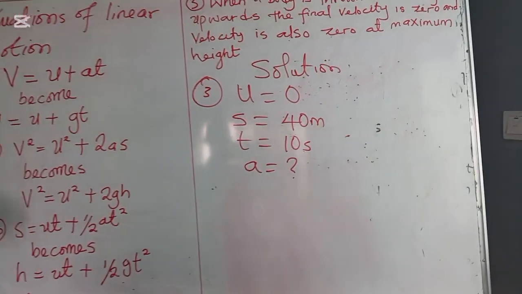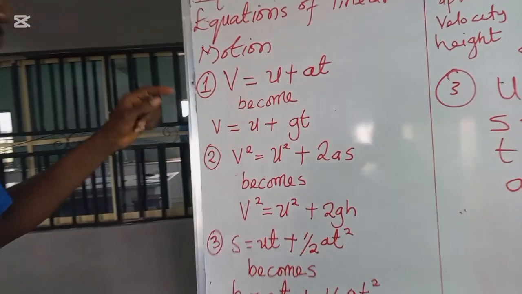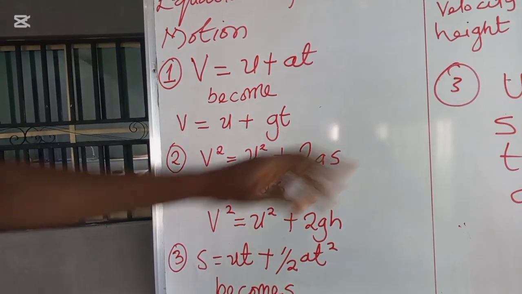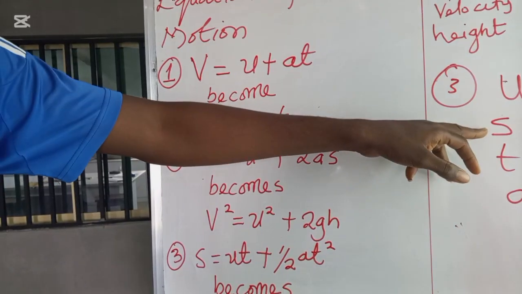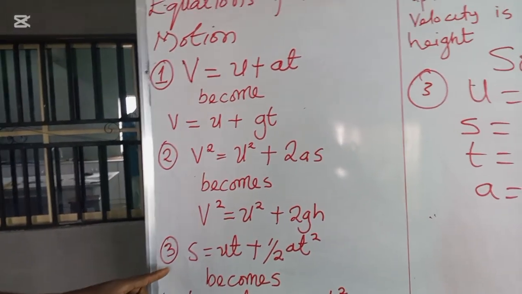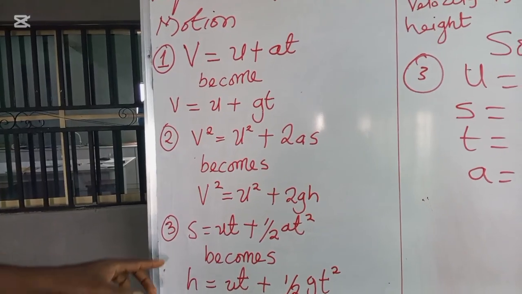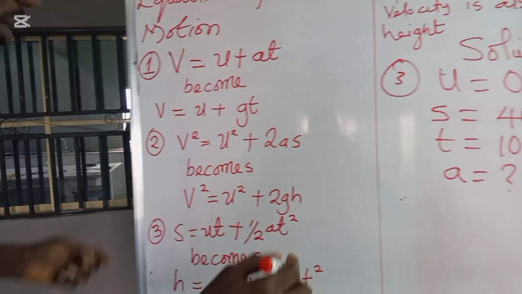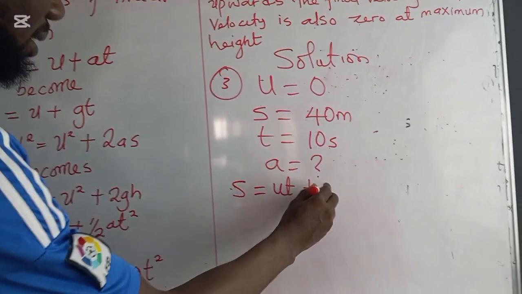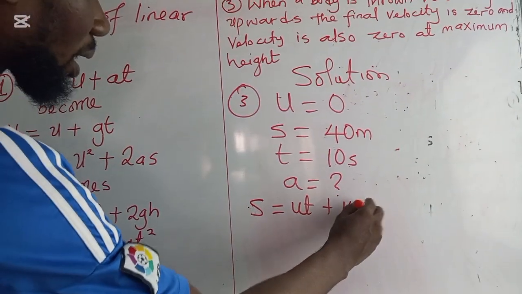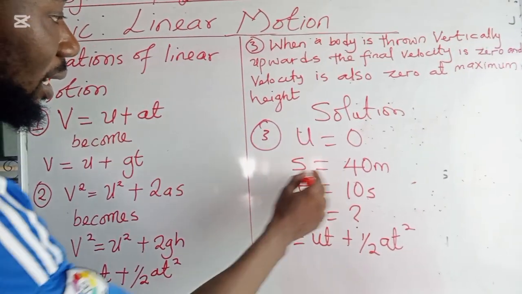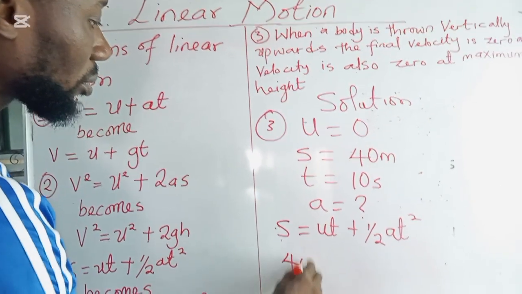Now, let's go back to the equations of linear motion. So we still have our 3 equations. Which of these equations has initial velocity, distance, time, and acceleration? You could see clearly that it is equation 3. So we're going to be using the formula for equation 3. So we have x is equal to ut plus 1 over 2 at raised to power 2. Now what is our x? Our x is 40. We're going to write 40 there.